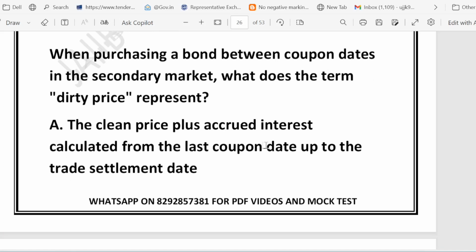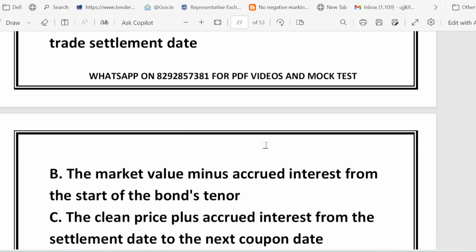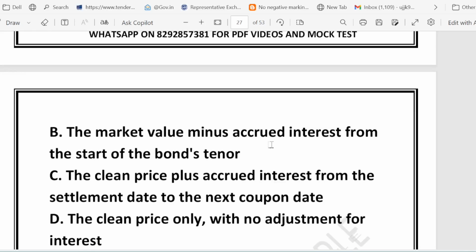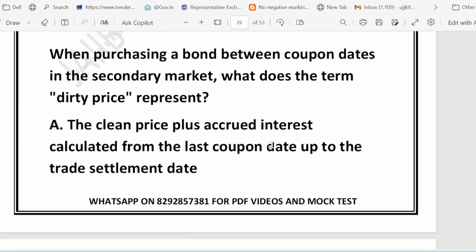So what is the meaning of dirty price? Option A says that clean price plus accrued interest calculated from the last coupon date up to the trade settlement date. Option B says that the market value minus accrued interest from the start of the bond tenure. Option C says clean price plus accrued interest from the settlement date to the next coupon date. Option D says clean price only with no adjustment for interest. So that's the question. What is the dirty price?